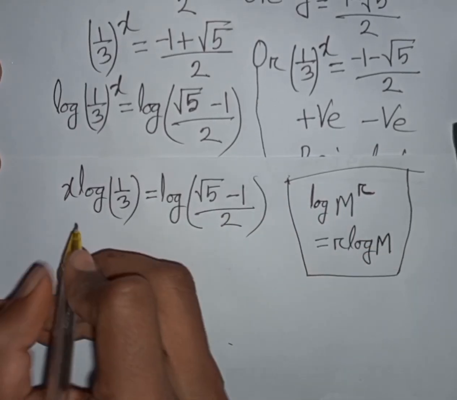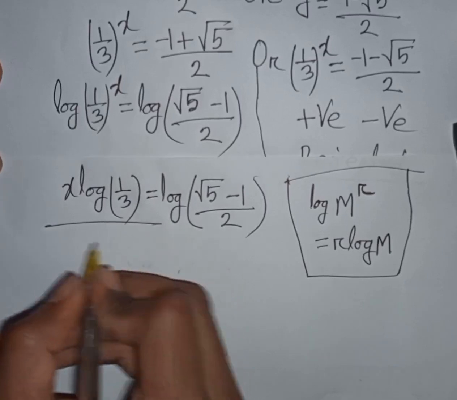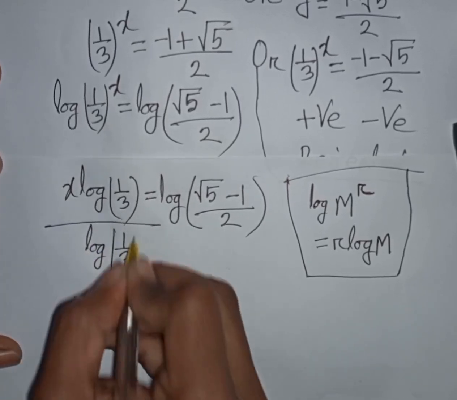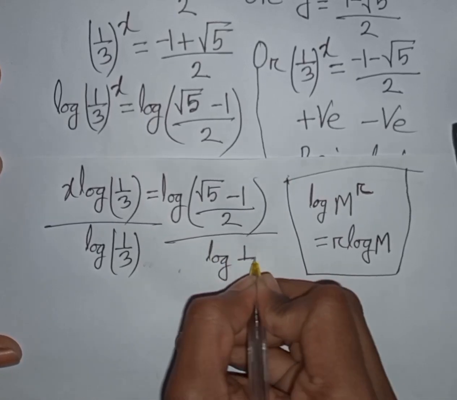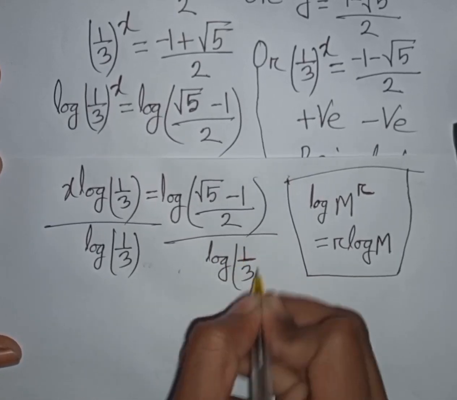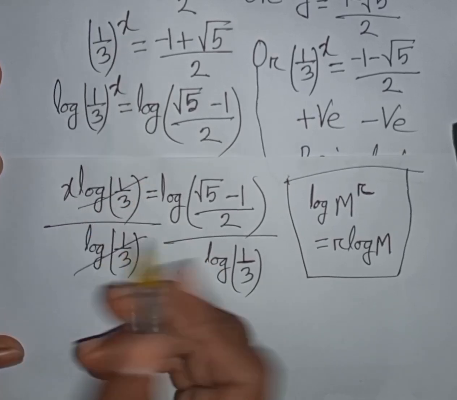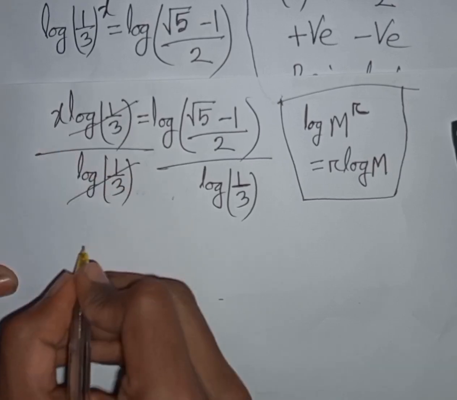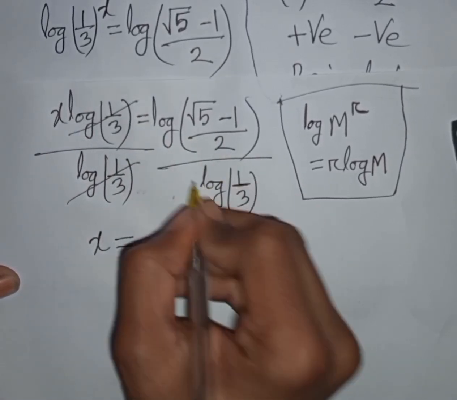Now we need the value of x, so we divide by log of 1/3 on both sides. Now we see this log of 1/3 will be cancelled. So here x will be equal to this divided by this.